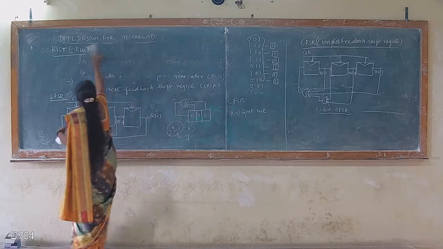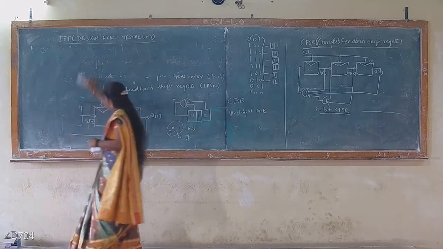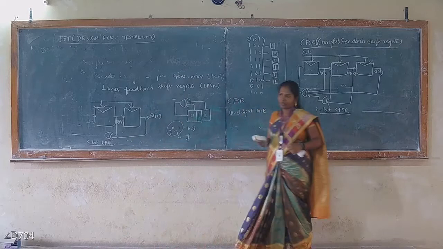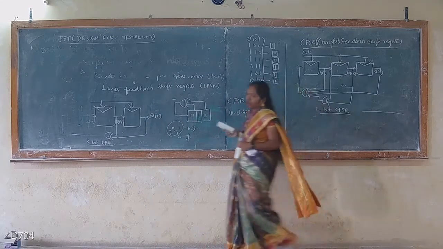Now we'll draw the BIST diagram with respect to the linear feedback shift register and the 2-input NOR gate.